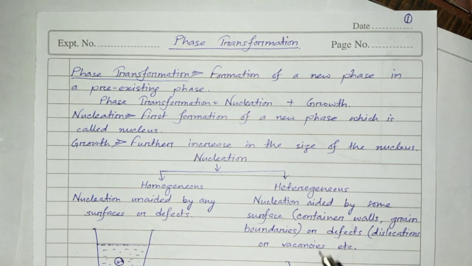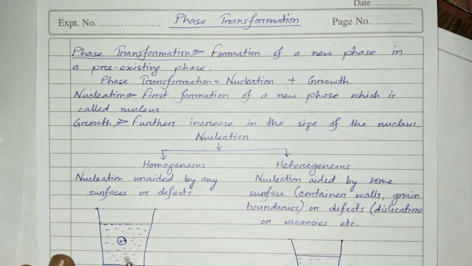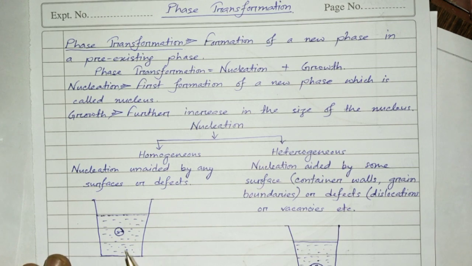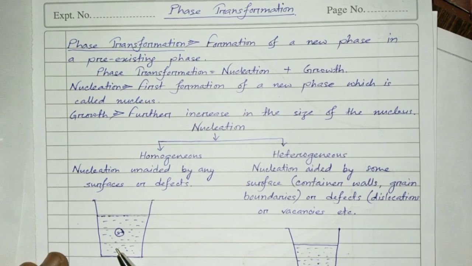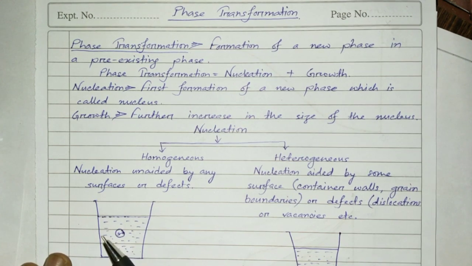Formation of a new phase in a pre-existing phase is called a phase transformation. Suppose you have a glass of water, which is in liquid state obviously. If we want to solidify the water and turn it into ice, then we would say that phase transformation has taken place. What sort of phase transformation? The liquid has converted into solid. The liquid was the pre-existing phase, and during this phase transformation, a new phase, that is a solid, has been formed. So this is what phase transformation is.